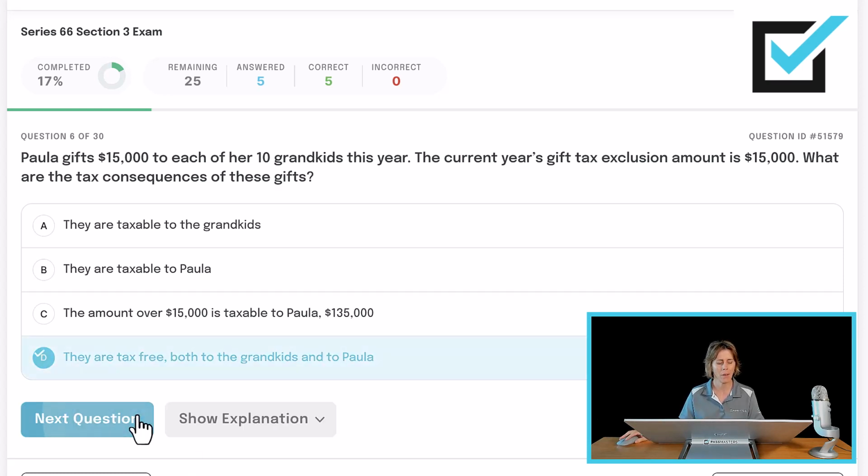So that is an amount that an individual can gift to as many people as they would like. The person receiving the gift never owes taxes. The person giving the gift only owes taxes on the amount over the gift tax exclusion amount. In this case, there was no overage in this question.